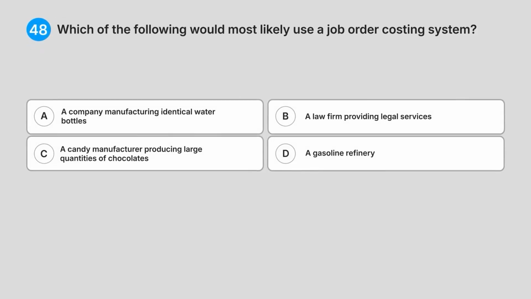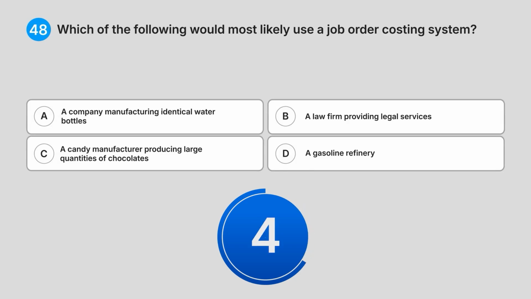48. Which of the following would most likely use a job order costing system? A. A company manufacturing identical water bottles. B. A law firm providing legal services. C. A candy manufacturer producing large quantities of chocolates. D. A gasoline refinery. Do you know the answer?